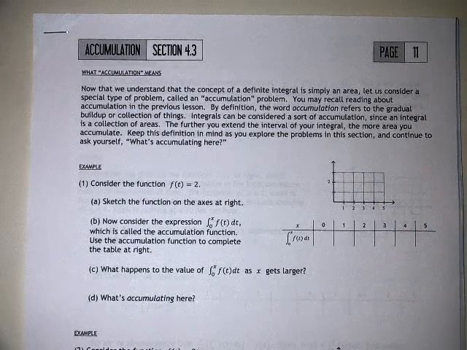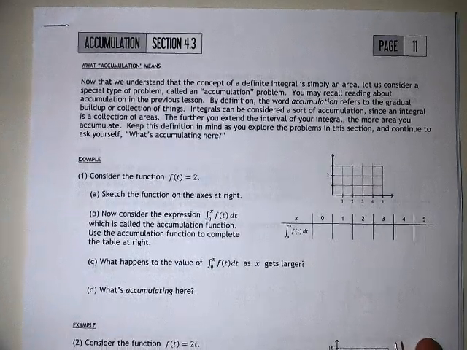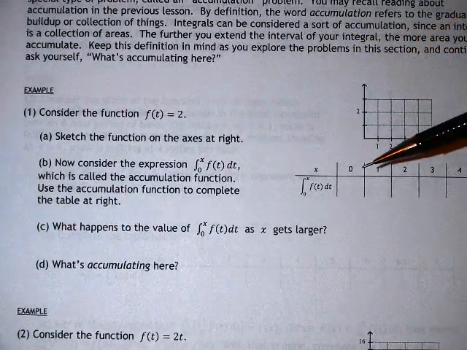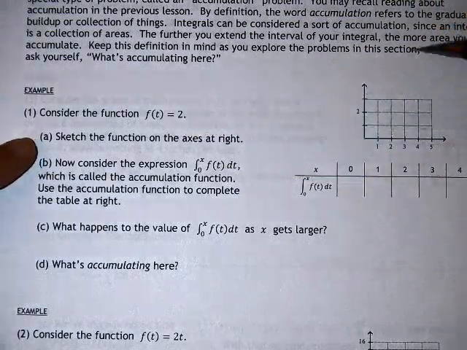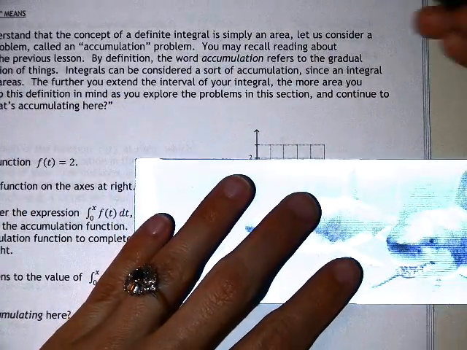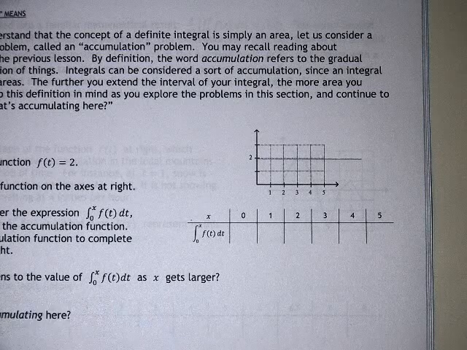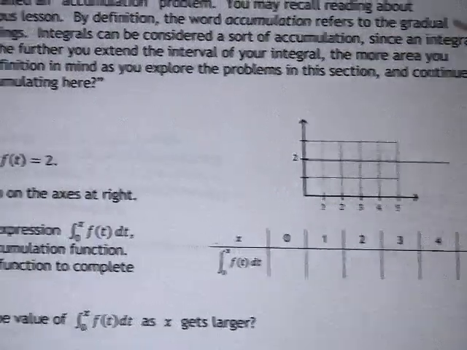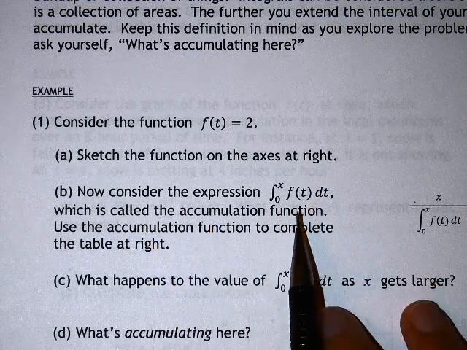Let's start to look at some accumulation in context so we can better understand why we need to analyze this buildup at all. In example number 1, it's asking you to consider the function f of t equals 2. Okay, so 2, pretty basic function. It's asking us to sketch that function on these axes. Just as a reminder, 2 would be a horizontal line that touches the y-coordinate of 2. So I'll just quickly make that horizontal line there. So that's my function. Not much to have to look at, so I'm just going to leave it there. In letter B, it says to consider that expression, which is a familiar looking integral by now, called the accumulation function.